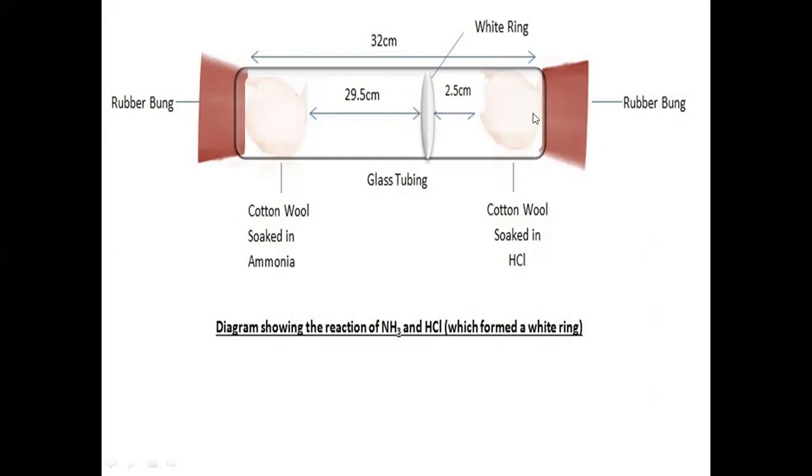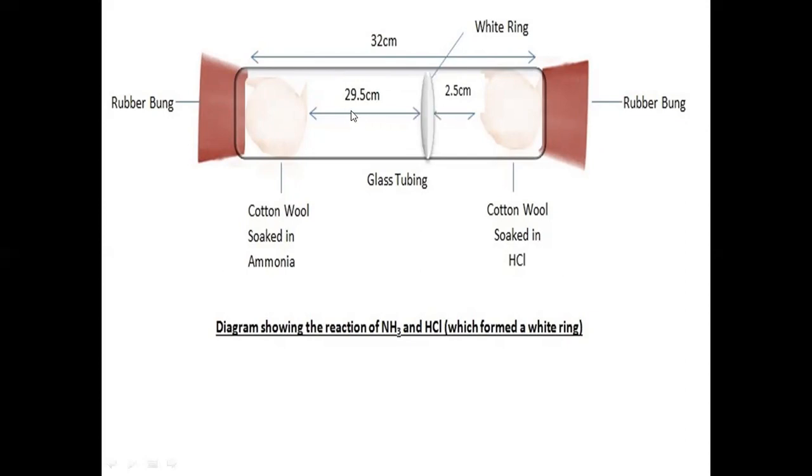In addition to this, we expect that this cotton wool, which was soaked in hydrochloric acid, will allow hydrogen chloride to diffuse from this area where the concentration is high, over to the left where the concentration is low. As these two gases are diffusing in the gas jar, we will expect them to meet at some point. And when they do meet, there will be a reaction between the ammonia and the hydrogen chloride, which will form ammonium chloride, and this gives rise to a white ring, as the ammonium chloride is a white solid.